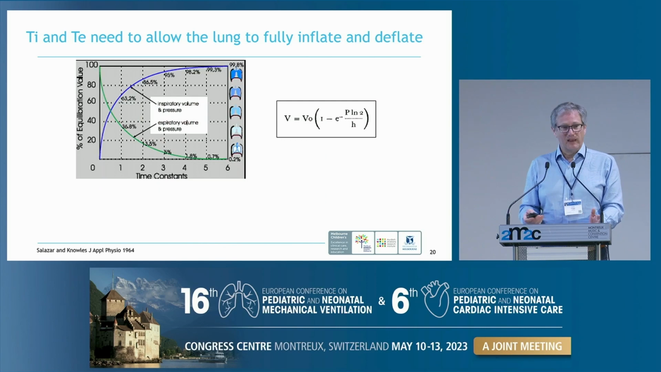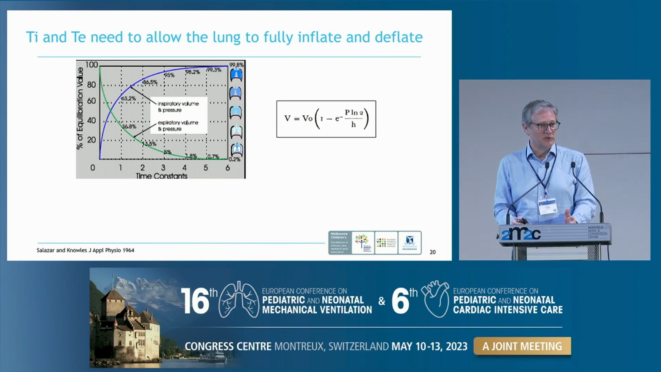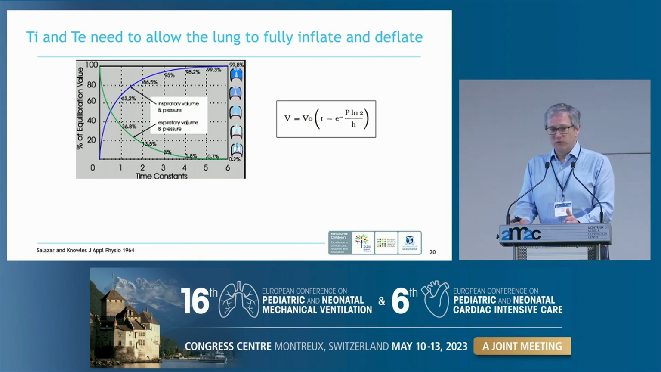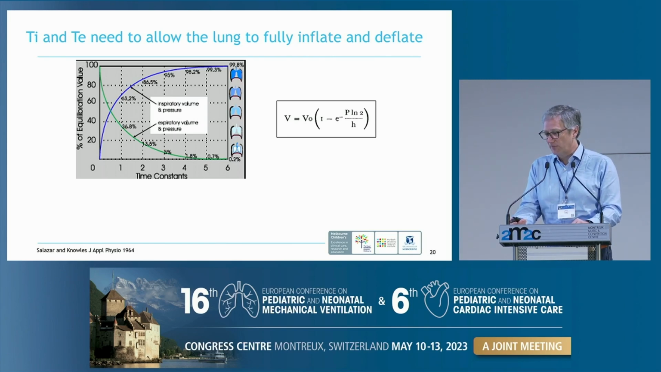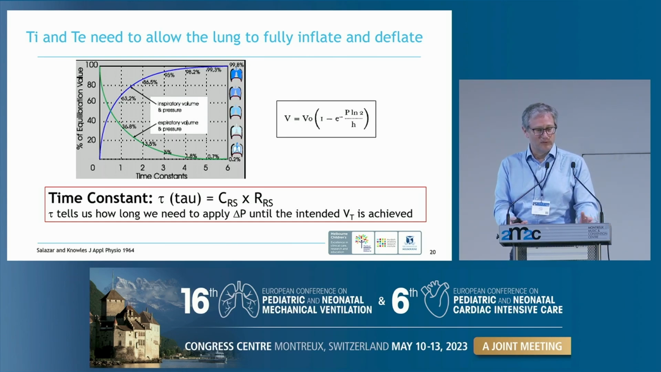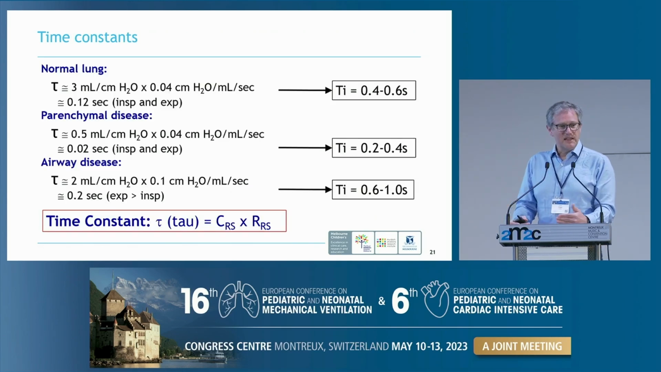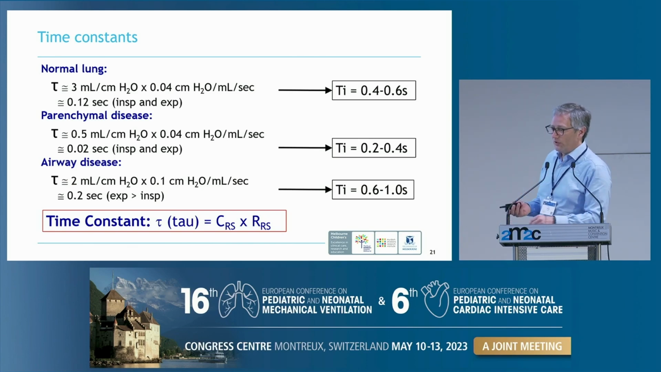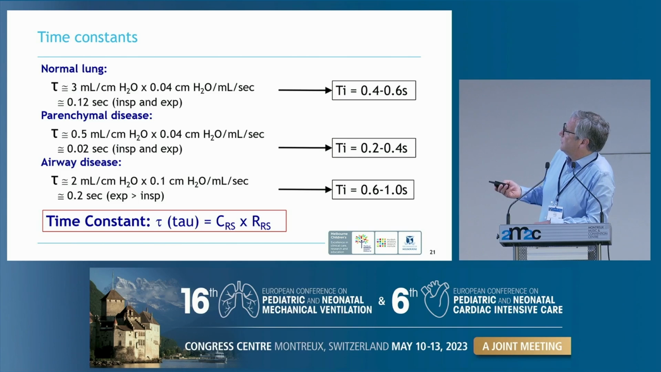And we do it for exactly the same reason you set your I time and your E time, is we need to give enough time for the lung to fully inflate to get that volume in and fully deflate to get that volume out. And that's related to the time constant, which is compliance times resistance. So if we think about a neonate as opposed to an adult or an older child, a normal healthy term baby has pretty normal lungs. So they have a normal compliance.